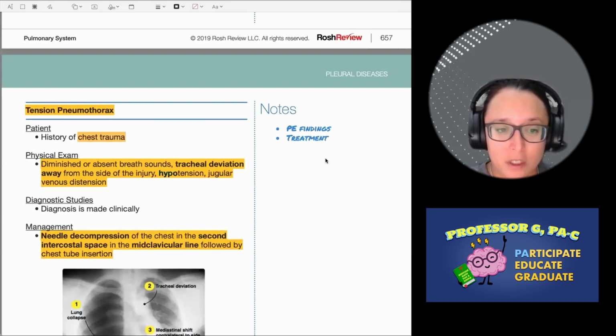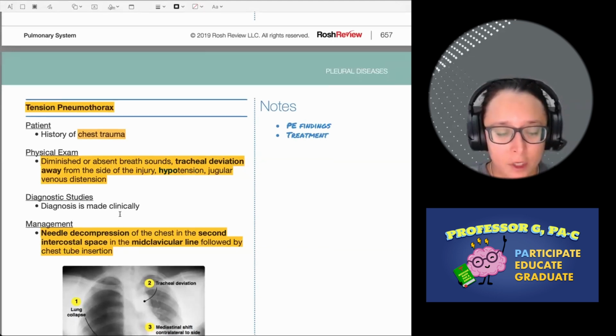They're going to have decreased or absent breath sounds on the side. They're going to have tracheal deviation away from the side of the injury. They're also going to have more cardio findings, so hypotension, JVD. They can look almost like they're going into a cardiogenic shock type picture. Okay. And they will definitely make it clear that they are sick. They will have these signs and symptoms on presentation for your vignettes. You don't need any imaging.